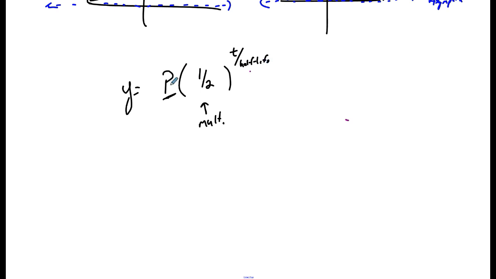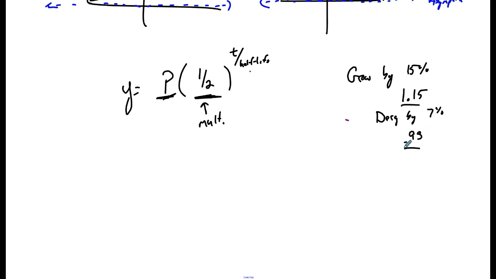So working with half-lives, my initial value is out front, times whatever I'm multiplying by. It could be a half-life, it could be a triple, it could be a grow by 15%. Well, how do I grow by 15%? I add a 1.15. It could be decay by 7%. Well, that's 1 minus 0.07. Remember, divide that by 100 to get 0.93. So you always have to be careful of what your base is in your exponential function.